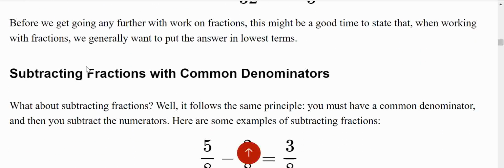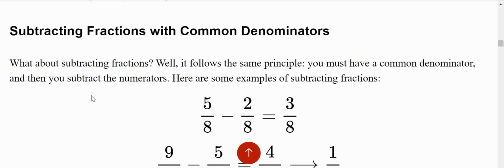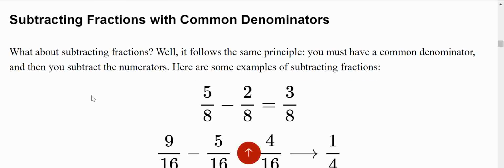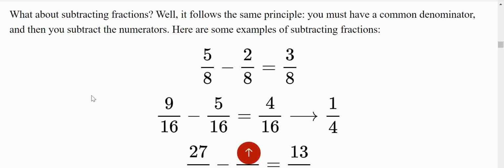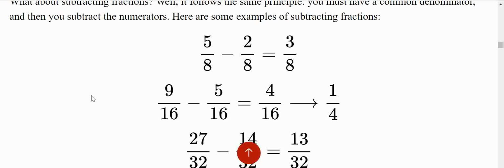Subtracting fractions with common denominators. What about subtracting fractions? Well, it follows the same principle. You must have a common denominator, and then you subtract the numerators. Here are some examples of subtracting fractions. 5/8 minus 2/8 is 3/8. Really, just a 5 minus 2.